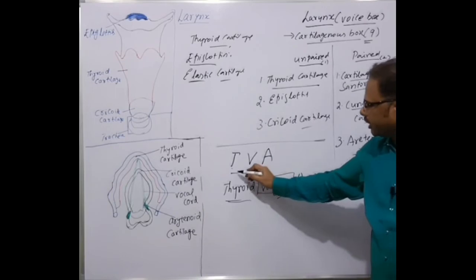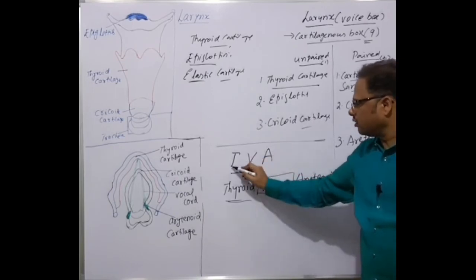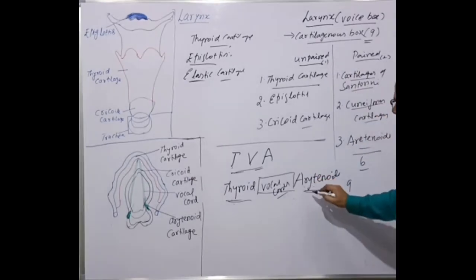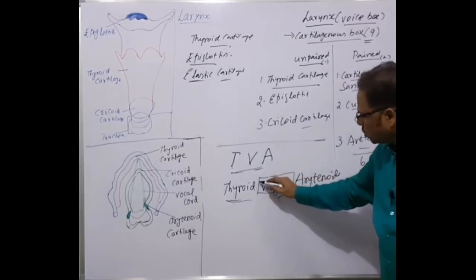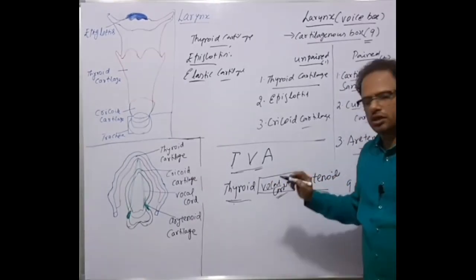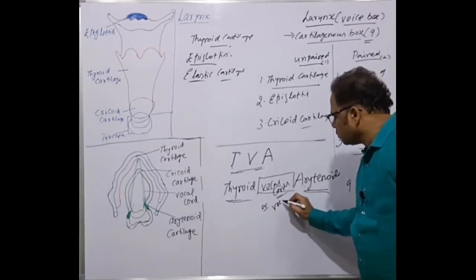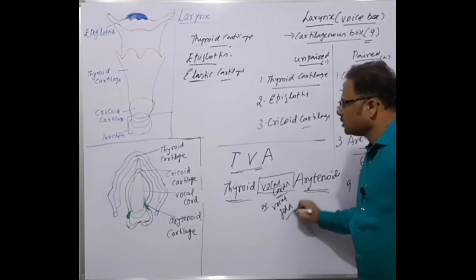A simple technique is TVA, television artist. T stands for thyroid and A stands for arytenoid. Between these two, what is present? Vocal cords are present here. Vocal cords are also called vocal folds. See here, what's the location?